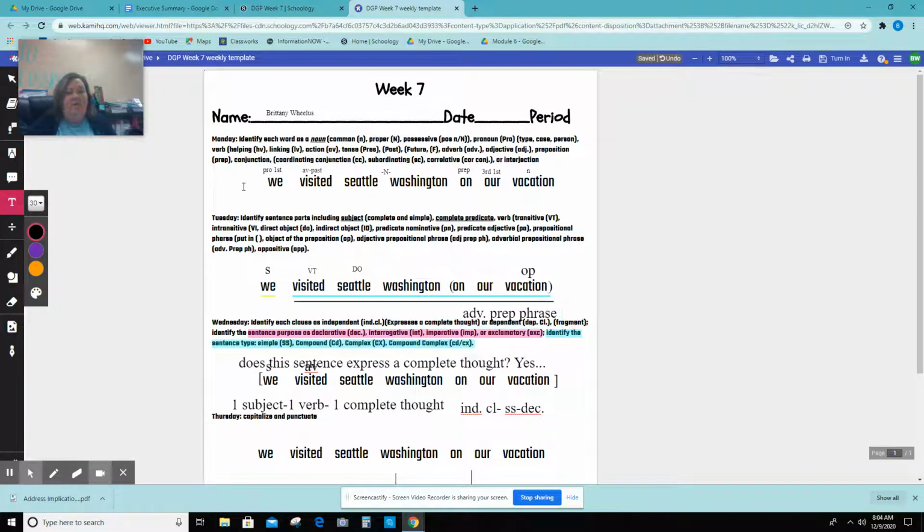If for some reason you did not get anything from yesterday, we is a first person pronoun. Visited is an action verb, past tense. Washington is going to be one verb and it is a proper noun. On is a preposition. Our is a first person pronoun. I goofed up yesterday. And then vacation is a common noun.